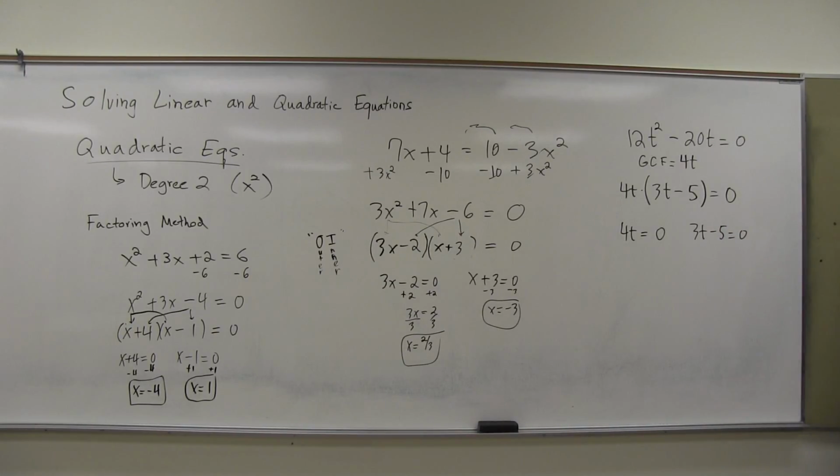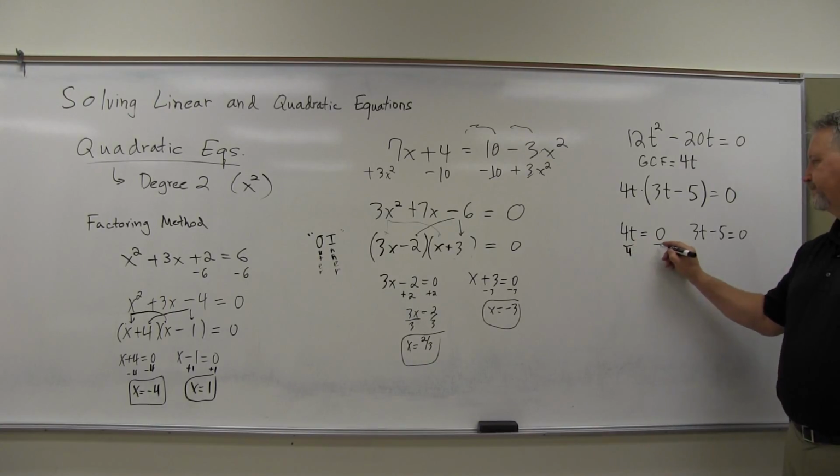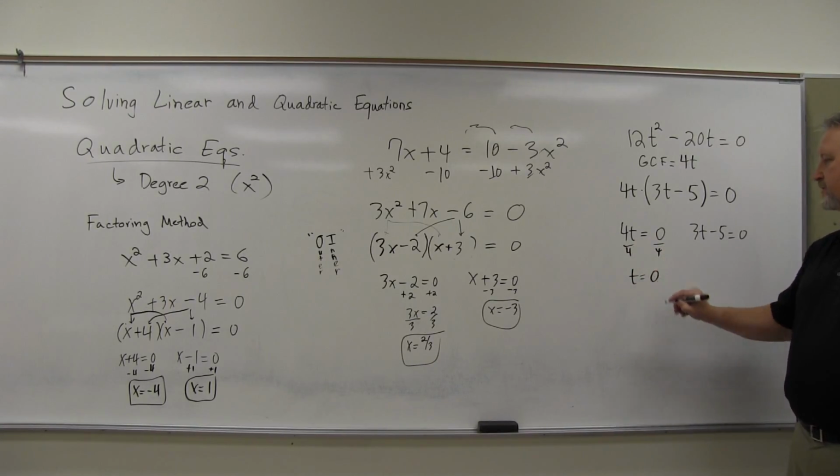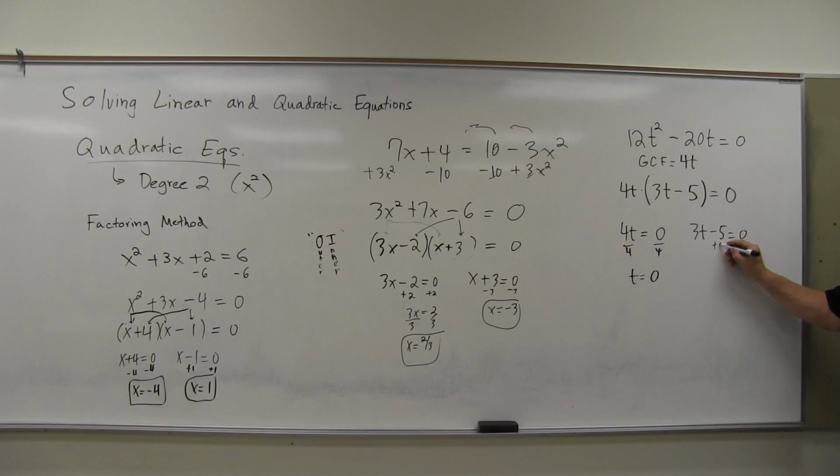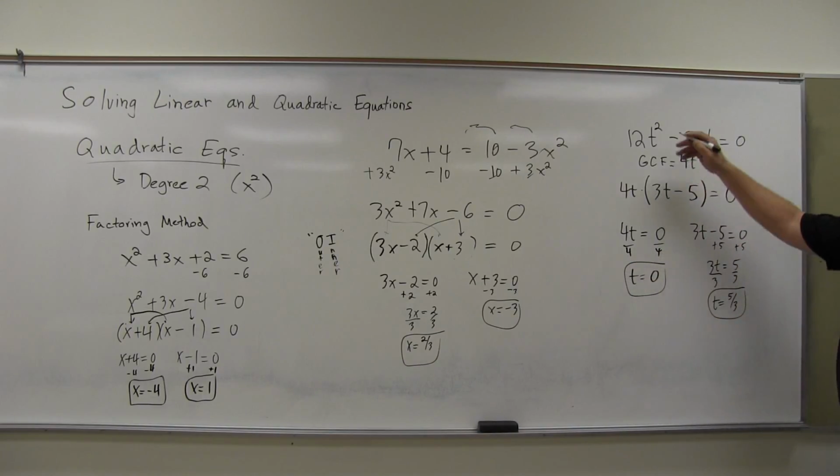All right? 4t equals 0. All you have to do there is divide by 4, and you get that t is 0. Here you add the 5 and divide by the 3, so it'd be 3t equals 5. Divide by 3, and t is 5/3. Two solutions. Quadratic in one variable, two solutions. Usually what you're looking for. All right.